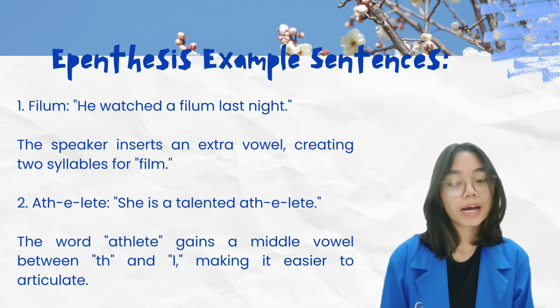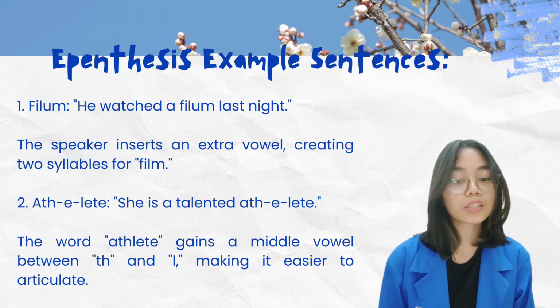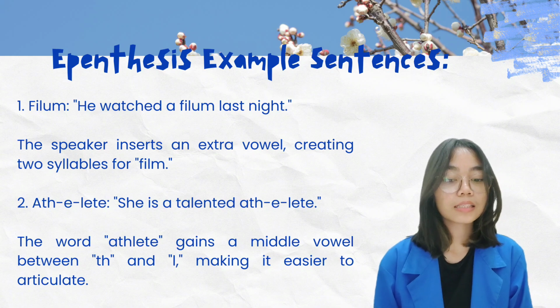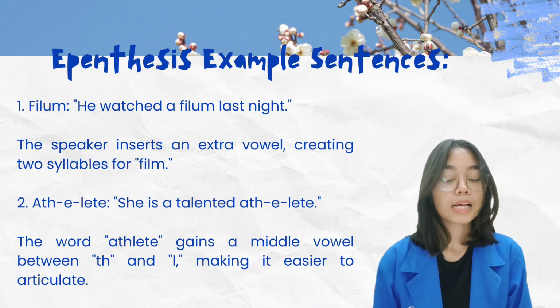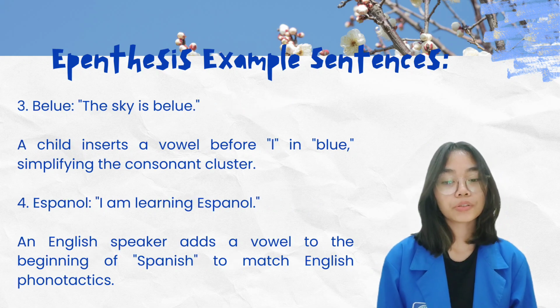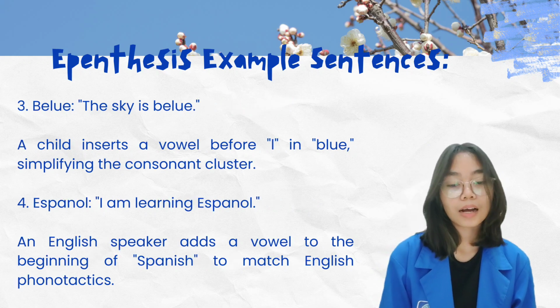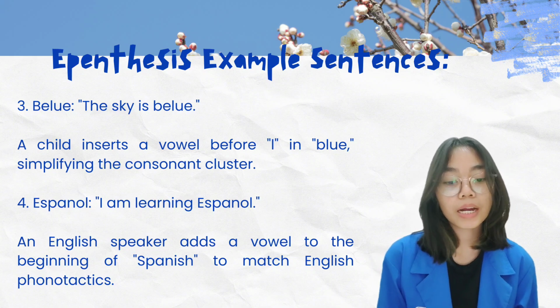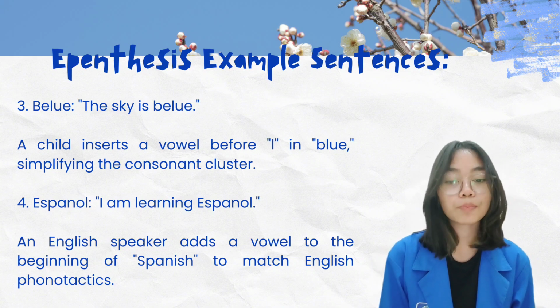Number 2, athlete. She is a talented athlete. The word athlete gains a middle vowel between th and l, making it easier to articulate. Number 3, blue. The sky is blue. A child inserts a vowel before l in blue, simplifying the consonant cluster.